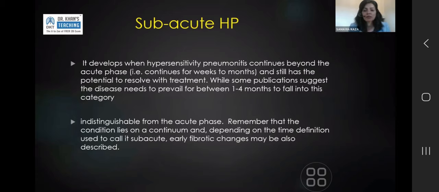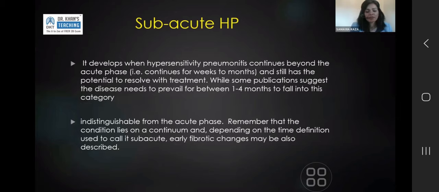Subacute HP is the most common presentation out of all three phases of HP. It is indistinguishable from the acute phase purely based on imaging. The diagnosis will be based on the onset of symptoms and the history. The acute and the subacute and the chronic, they lie on a continuum, and depending on the time, it is called a subacute. And even in the subacute phases, you can see early fibrotic changes or early distortion.